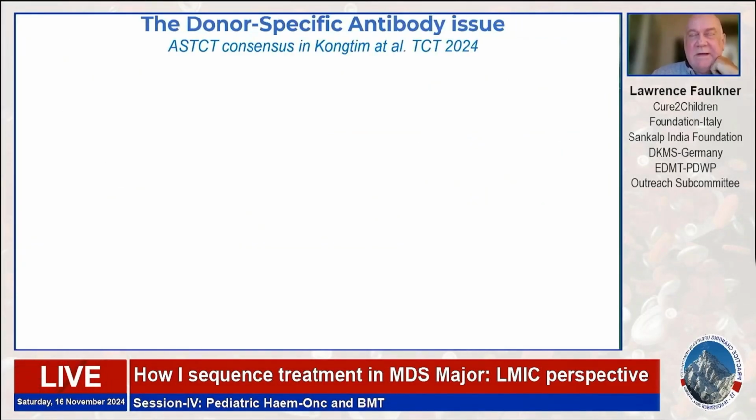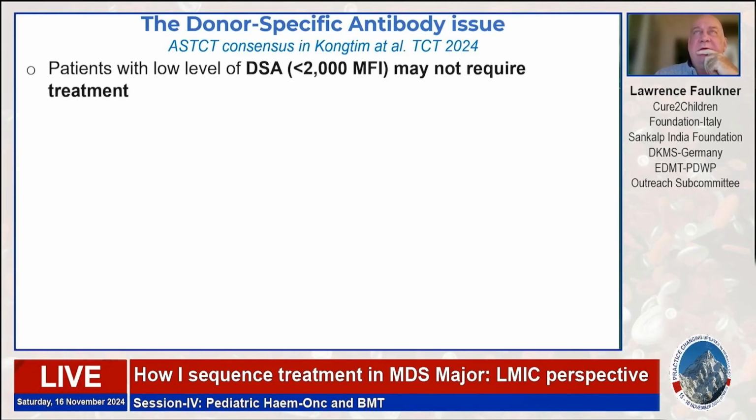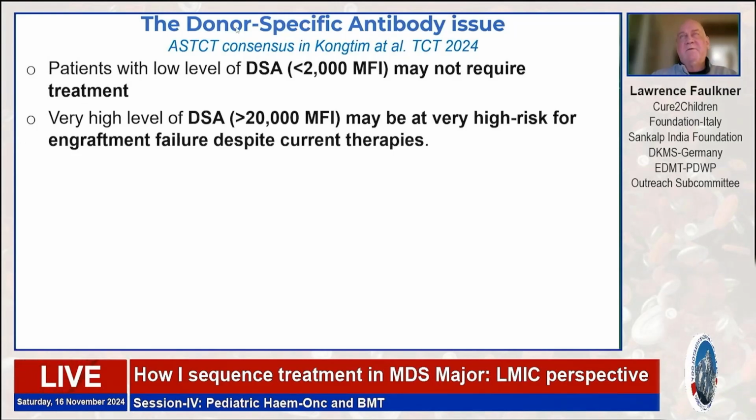Let's talk about the issue of donor-specific antibodies. Here I summarize briefly the recent guidelines that came out in the Journal of the American Society of Transplantation and Cellular Therapy this year. Essentially, if DSA, and this refers to the Luminex test, the so-called C1q antigen test, is less than 2,000, no treatment may be required. And that actually was our cutoff to do the transplant.